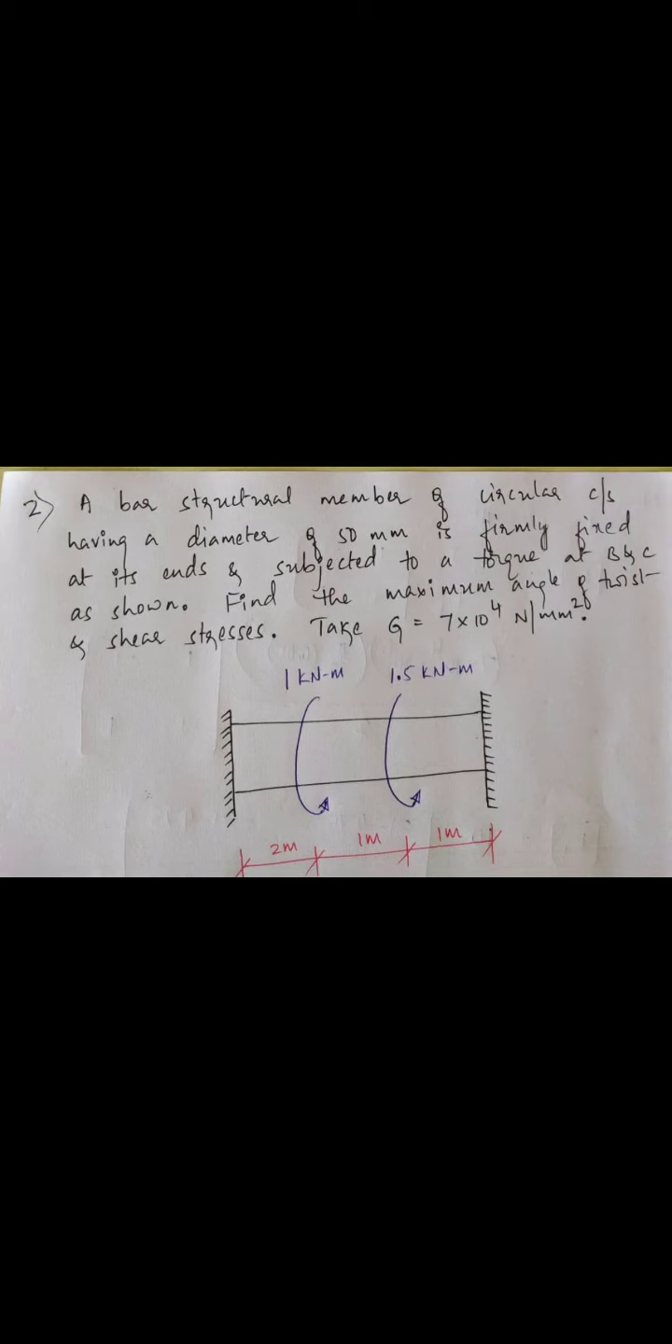Now, when you observe the problem definition of this second problem on torsion of shafts, two words will play a very important role in understanding the problem from the answer point of view. Those two words are maximum angle of twist.